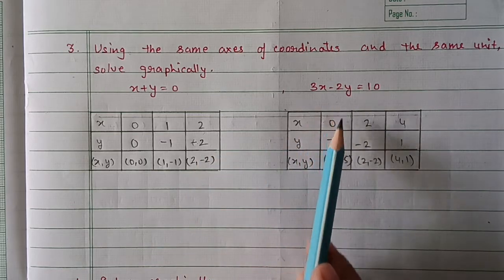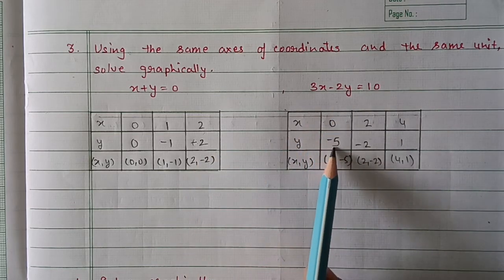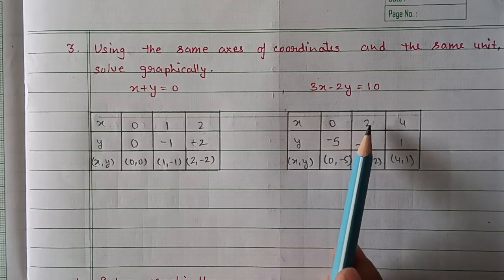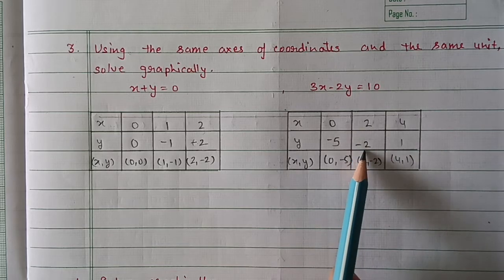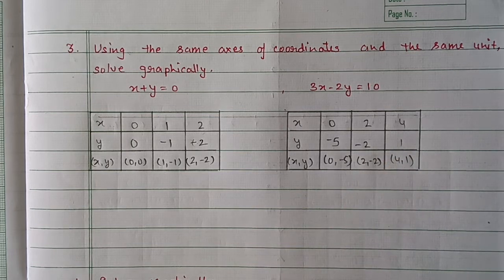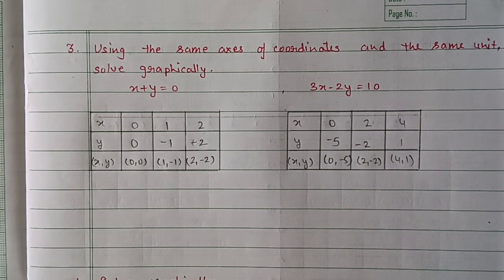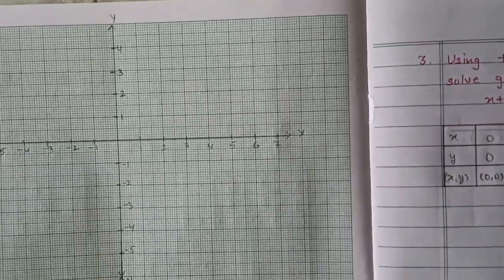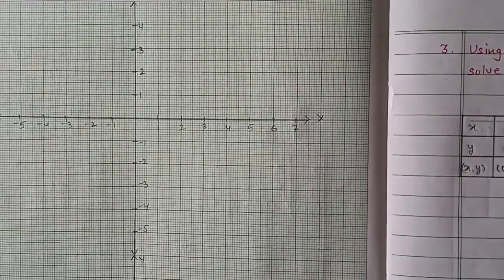For the second equation, when x is 0, y is minus 5. When x is 2, y is minus 2. And when x is 4, y is 1. Now from both equations, these 3 points we will plot. So first we will draw the x-axis and y-axis and plot these points.